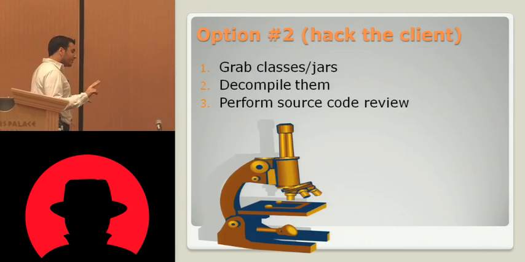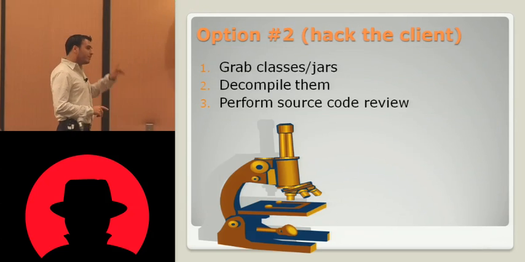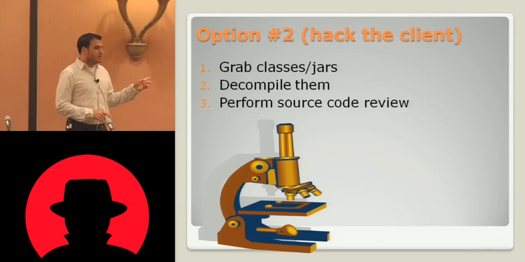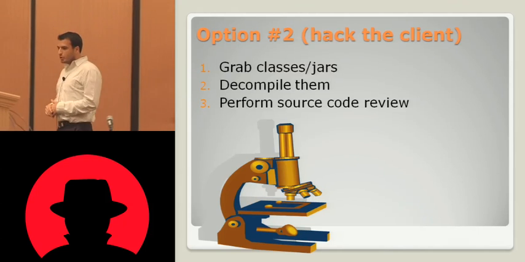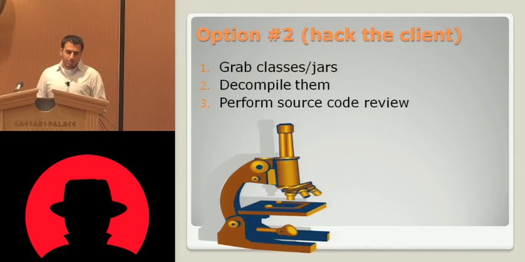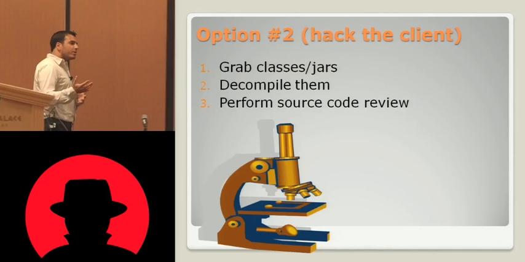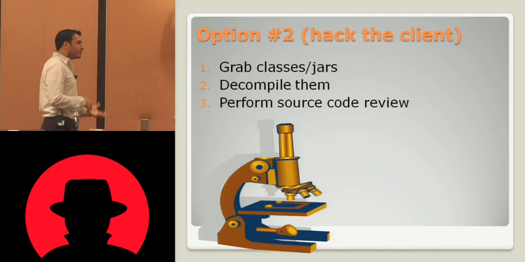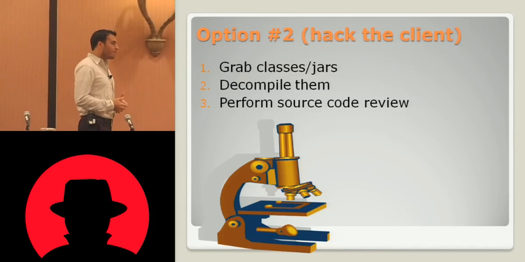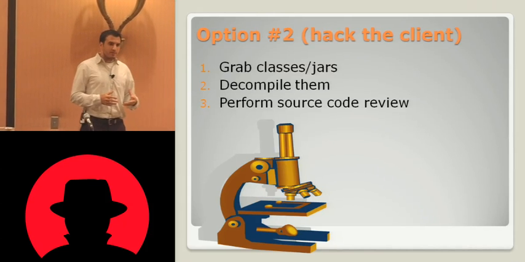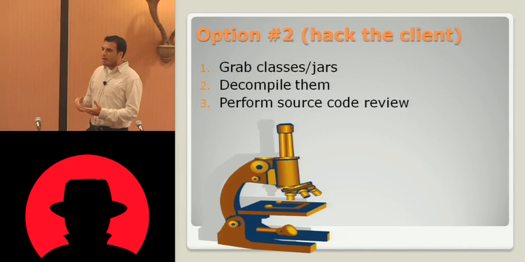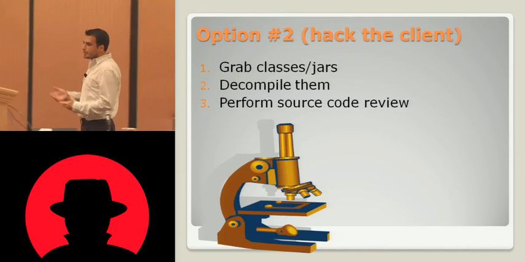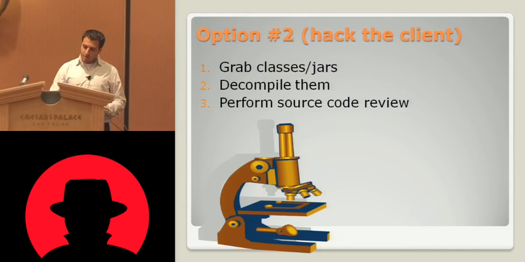So this is the second option. This is what Stephen DeRise, I think, just talked about in the other talk. I didn't get to see it, but he probably told you something like this. There's this idea that you can grab the classes, the code base of the applet or the desktop application, decompile it, alter it to be malicious, and then recompile it and run it. This is a good idea in theory.